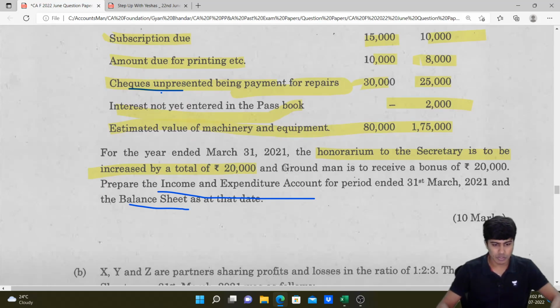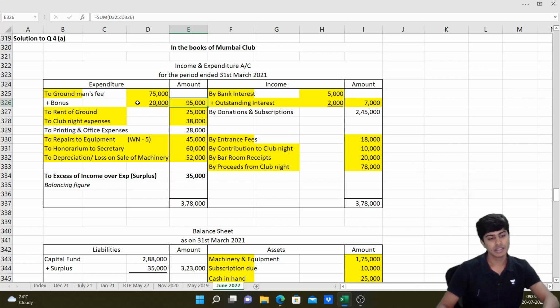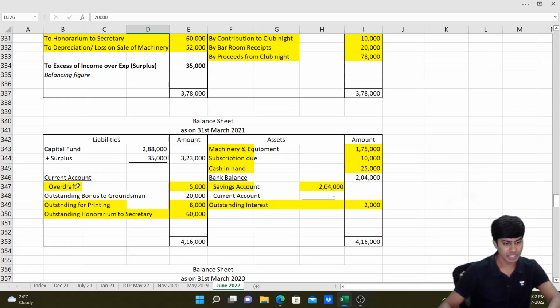Then we have groundsman is to receive bonus of 20,000. Okay, we'll pay him 20,000 bonus. Already 75,000 was paid. Additional 20,000. Total becomes 90. This 20 is not yet paid. So it will be a liability. I'll write in the balance sheet as outstanding bonus to groundsman 20,000.